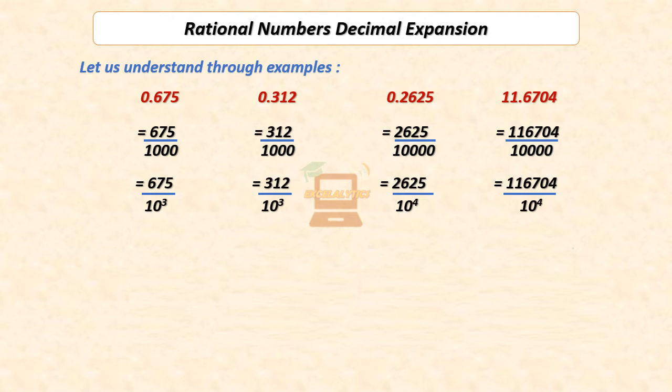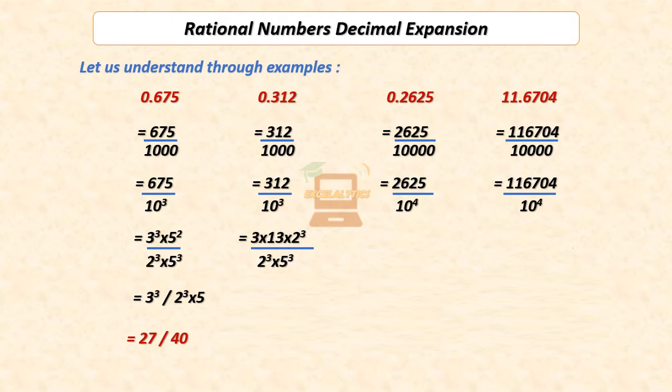675 by 10 to the power 3 gets factorized as 3 cubed times 5 squared by 2 cubed times 5 cubed, that further simplifies to 3 cubed by 2 cubed times 5, that is 27 by 40. 312 by 10 to the power 3 gets factorized as 3 times 13 times 2 cubed by 2 cubed times 5 cubed, that further simplifies to 3 times 13 by 5 cubed, that is 39 by 125.